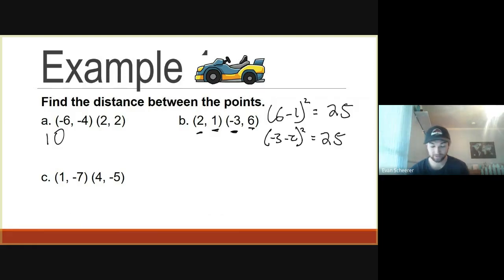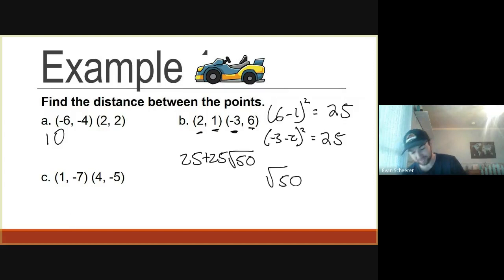So we found our y2 minus y1 squared. We found our x2 minus x1 squared. So we add those together. So we get 25 plus 25, which is 50. And then we take the square root of 50. So if we take the square root of 50, that's going to be your answer. All right. So we have 10. We have square root of 50.